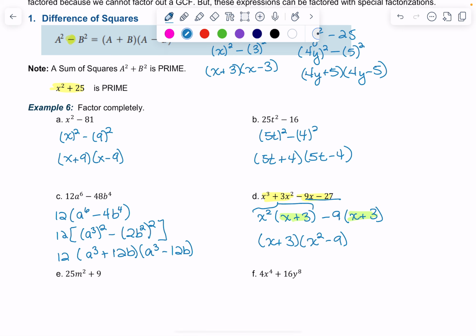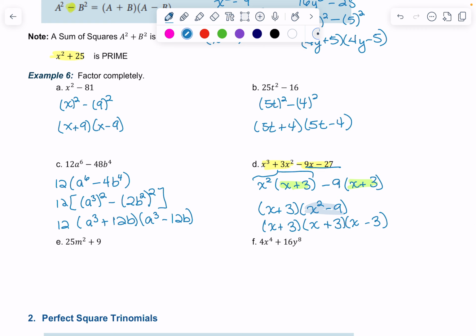If I look at this last term right here, oh, see, it almost got away from you. I have x squared minus 9, and that is a difference of squares, so I get x plus 3. If you look, my a is x, so I've got x plus 3 times x minus 3. Now we're done.